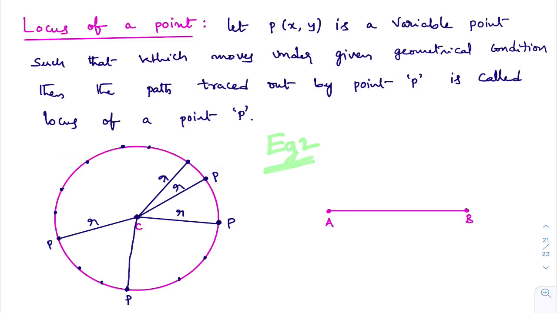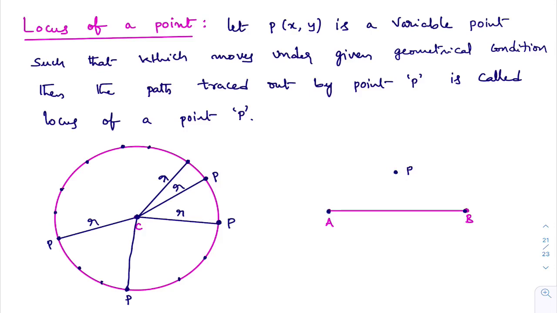You see, this is the second example. A and B are two fixed points. P is a point. Try to understand clearly. P is a point which is equidistant from A and B. Try to understand. What is the question? A and B are two fixed points, and P is a point which moves such that it is equidistant from A and B. That is what is given in the question.